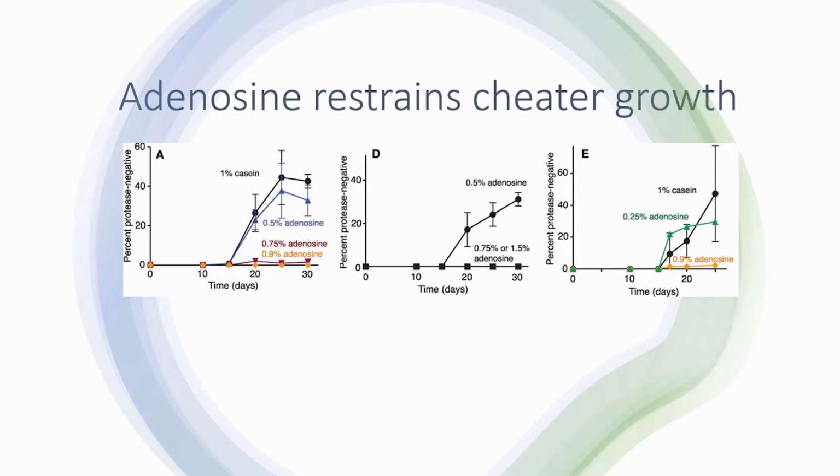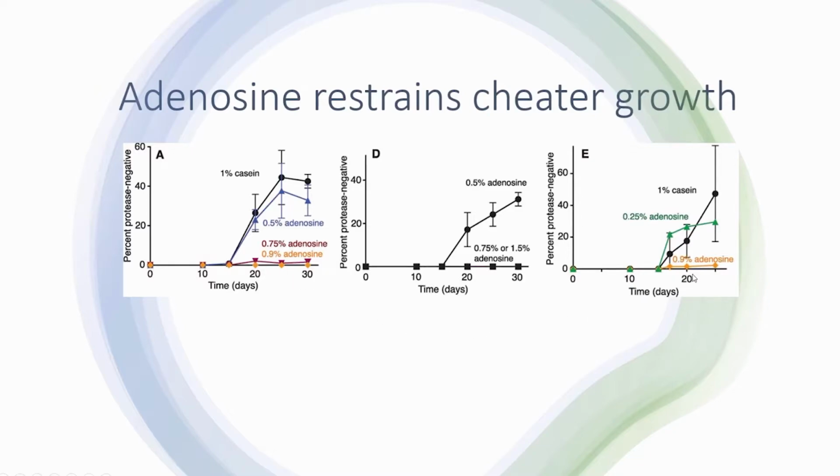So if we look at the graphs, we see that with all of the high percentages of adenosine, we see a really low percentage of social cheaters. But what's really interesting to note is that only when we get past 0.5% of adenosine do we really see any impactful change. If you look at graph A, we have 0.75% adenosine and 0.9% adenosine, and they're virtually at zero, with just a little bit of cheaters here and there.